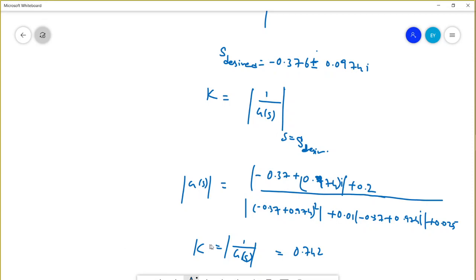Now what we'll do, we'll show all these things in MATLAB. I'll consider the same problem in MATLAB, and I'll show how it actually behaves.